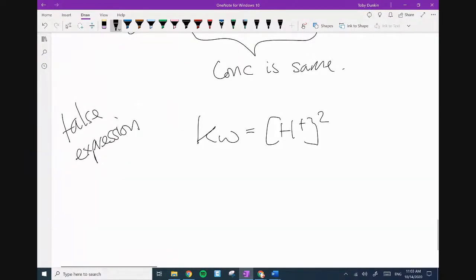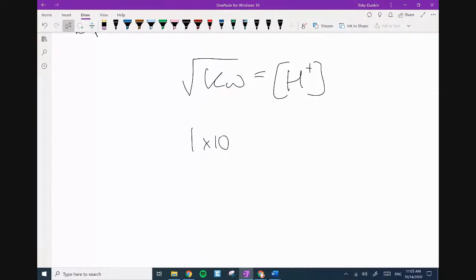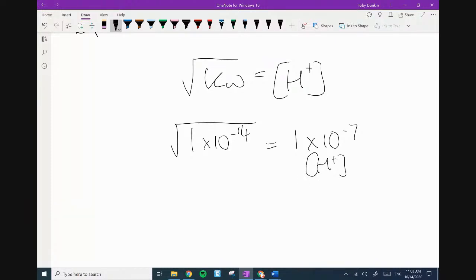So if I want H plus, I root kW, because I root the other side as well, and I'll get the concentration of H plus. So now I can input my value, 1 times 10 to the minus 14, root that number, and I will get 1 times 10 to the minus 7. Now I've got the H plus concentration. Now I can minus log it. Minus log answer. And look what I get.